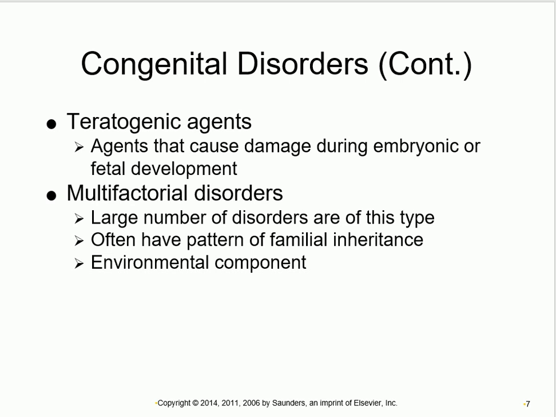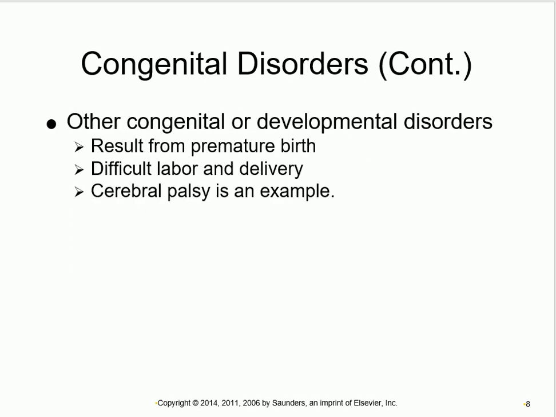The next part is the multifactorial. So what's a multifactorial? Multifactorial is another issue that has an environmental part to it. It's not just the chromosomes. It's a combination of something wrong happening in the chromosomes plus environmental factors. I call that multifactorial. And these are the ones that will have familial inheritance.